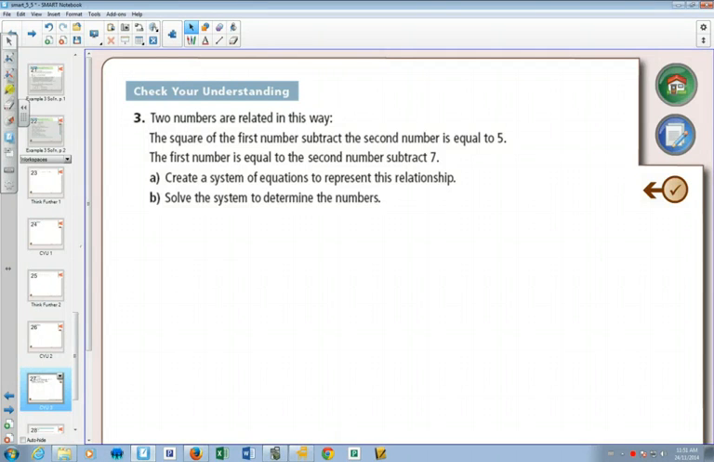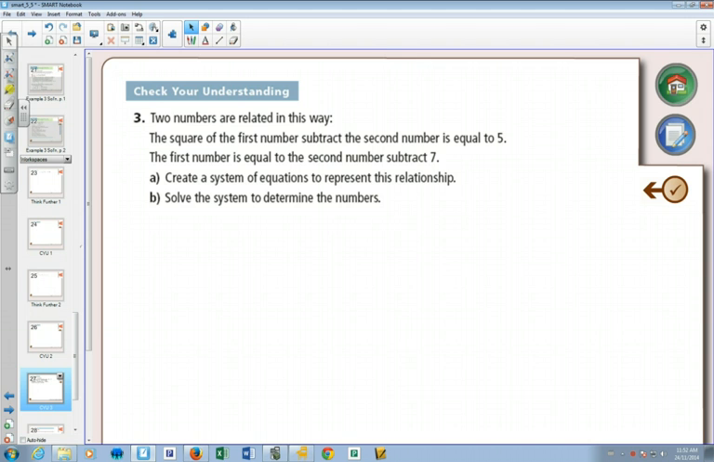Two numbers are related this way. Okay, it's an English math question. Can you read the English sentence and write the math equation? So it's a word problem? No, it's not a word problem. There's words in it, but all words.